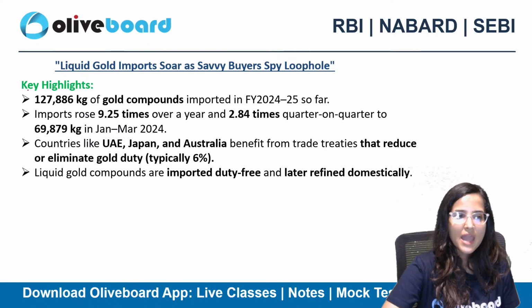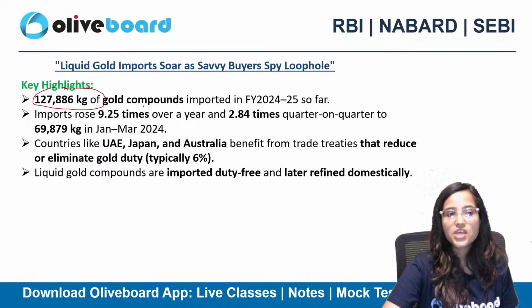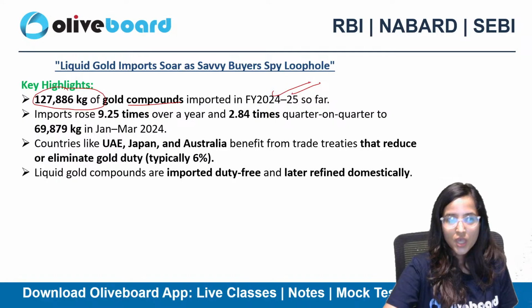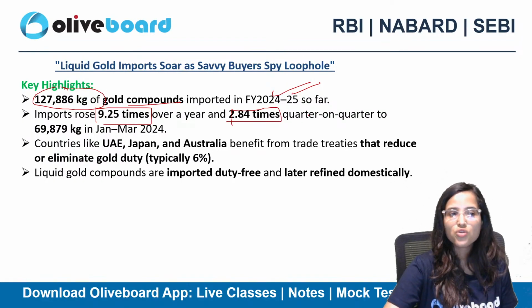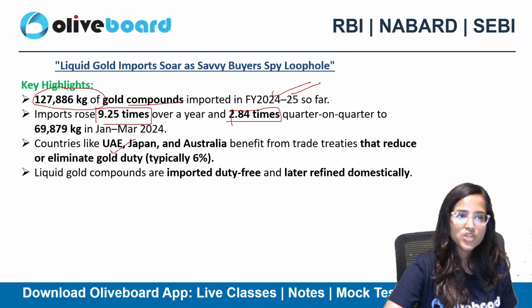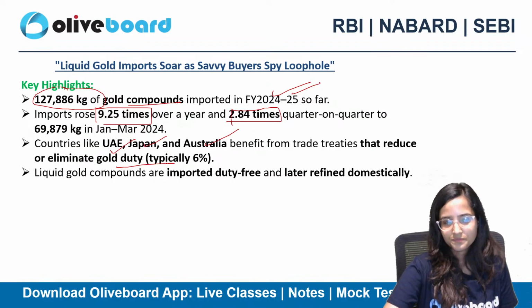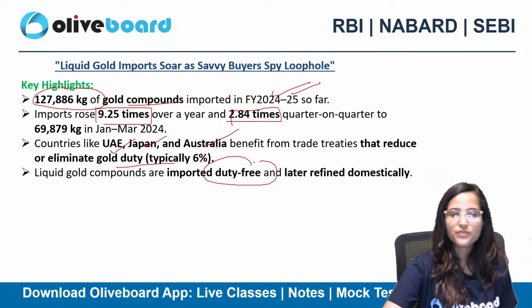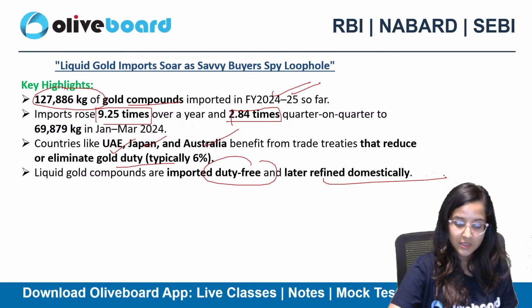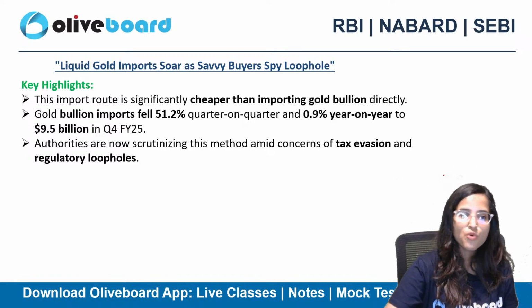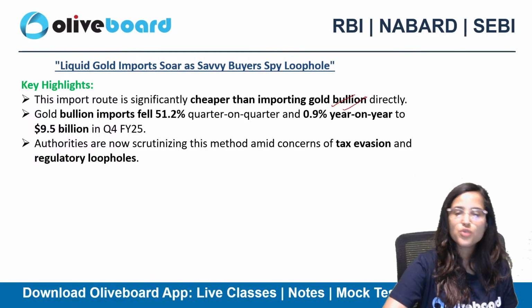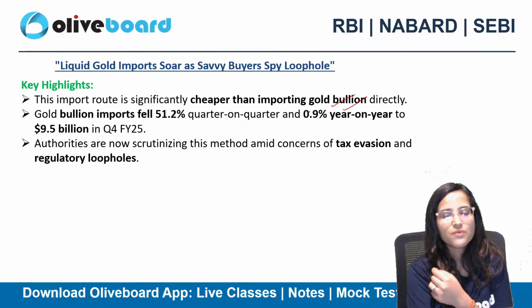ठीक है, so 1,27,886 kg of gold compounds were imported in this financial year 24-25. Imports rose 9.25 times over a year and 2.84 times quarter on quarter. Countries like UAE, Japan, Australia, they benefit from trade treaties that reduce or eliminate gold duty. Liquid gold compounds are imported duty free. बाद में they are refined domestically. ठीक है, and this import route is cheaper than importing gold bullion directly. That is why what people were doing is they were bringing in liquid gold.